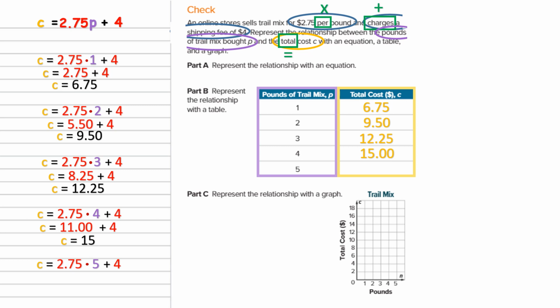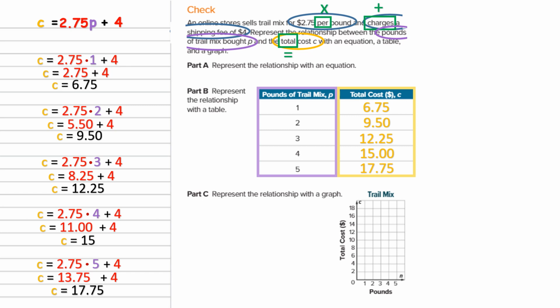And then the last one that we're going to plot is going to be 5. So I plug in my independent variable of 5. 5 groups of $2.75 each gives me $13.75. I add the $4 to it. Once again, if I stack 13.75 with the 4, I have to put 4.00, bring down my decimals, and I see that that 75 stays the same. And then 13 plus 4 gives me 17.75.